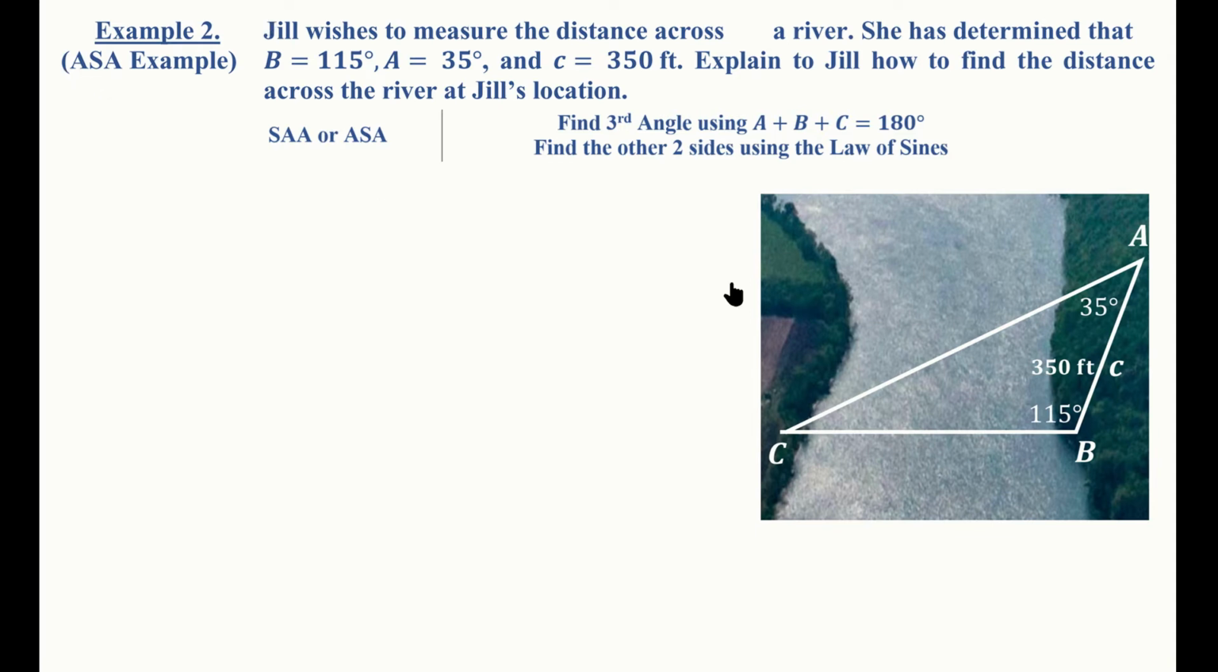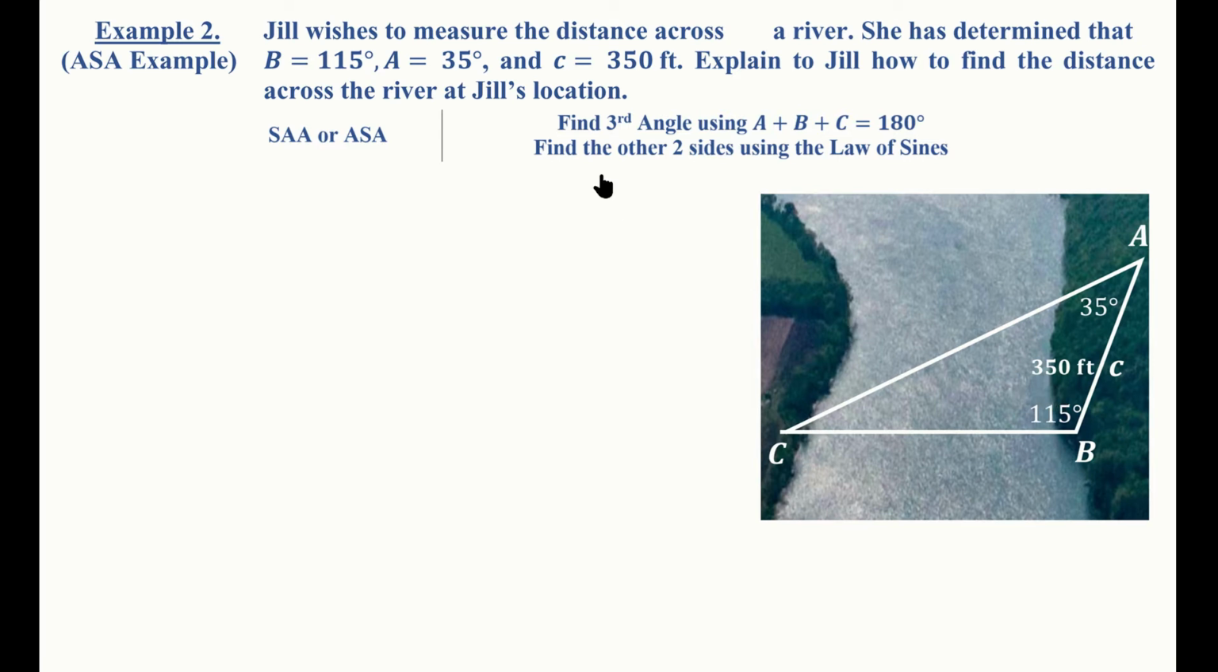So that means we're going to have two angles and the side between them. Oftentimes, these are presented in the form of a word problem, which is solving some kind of a real life situation. So in this case, Jill wishes to measure the distance across this river. She has determined that angle B is 115 degrees, angle A is 35 degrees, and this length here, C, is 350 feet. So we want to explain to Jill how to find the distance across the river.